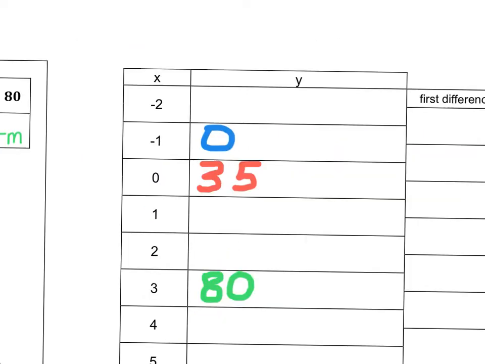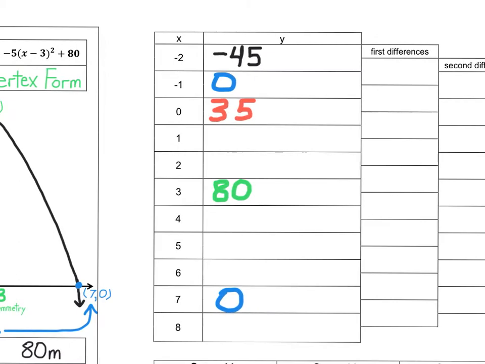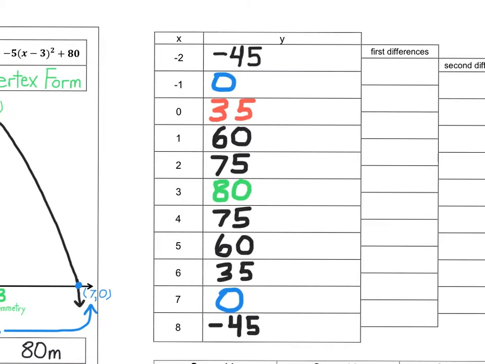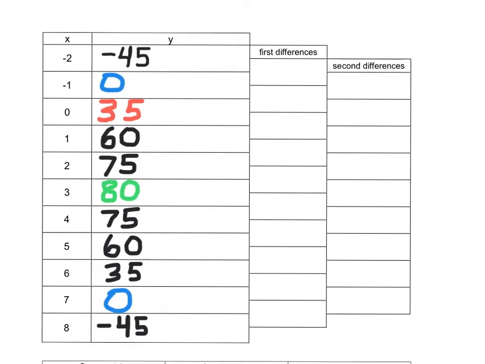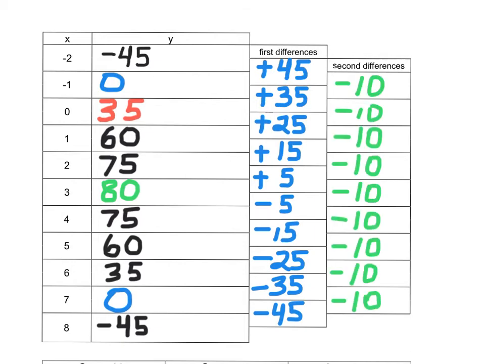So I can fill in my answer for when x is -2, and I can do the same thing for the rest of my values. Now you can complete the first differences for the table of values. As you would expect, the first differences are not all the same because this is a quadratic relation. We would expect that the second differences would all be the same. And they are. So since the second differences are all the same, we know that we did this right.